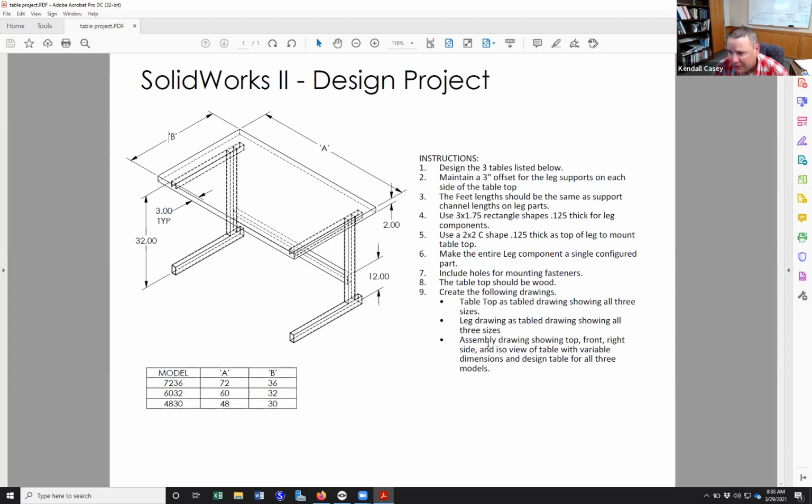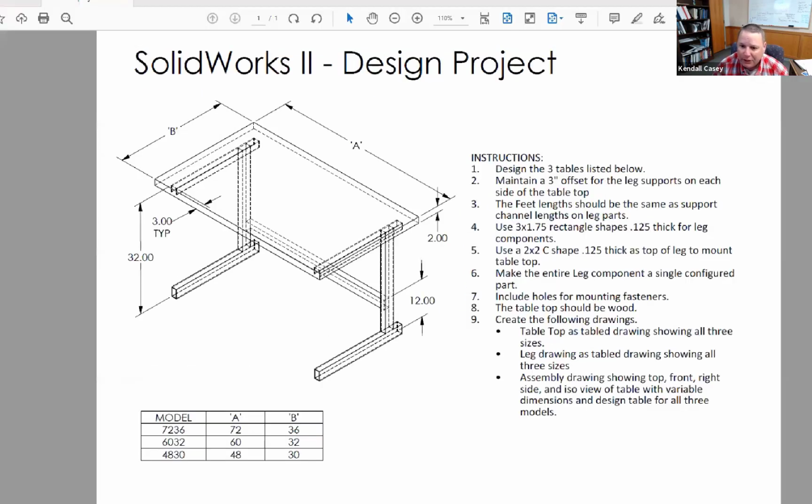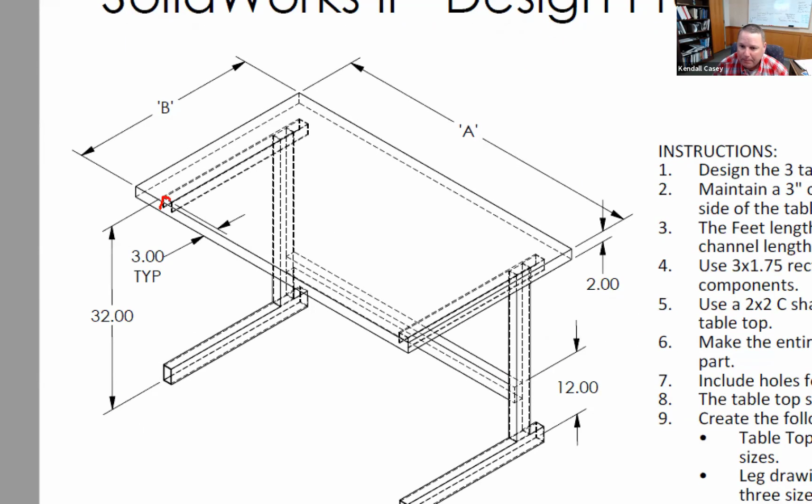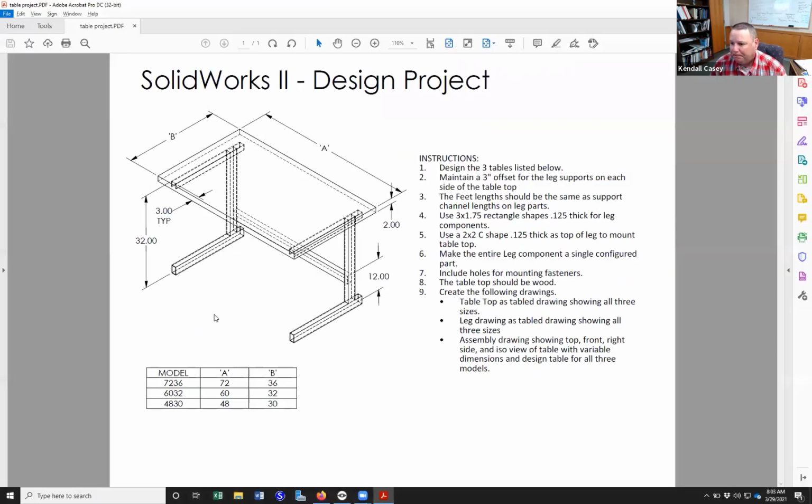I've given some instructions here that should help you do the design work. I'm talking about the shape. We've got a 3 by 1 3/4 rectangle shape, and then we've got a 2 by 2 C shape. The C shape is this little channel up here on the top. That's the C shape, and then everything else is the rectangular shape. So all of these pieces, the leg components, will be one part. That's a weldment part. Does that make sense?